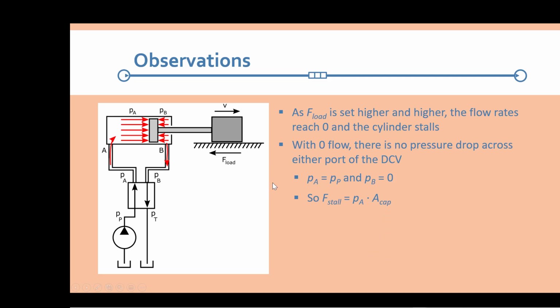So at the stall force, that would be where F load has risen high enough that you can't move the load, then in our relationship, I really should have put PP here because PA is equal to PP. So we have our highest pressure in our system pushing against the cap side of the piston. We don't have minus PB times A rod because PB is now equal to PT, which is 0. So we have our full system pressure acting on the cap side of our cylinder.